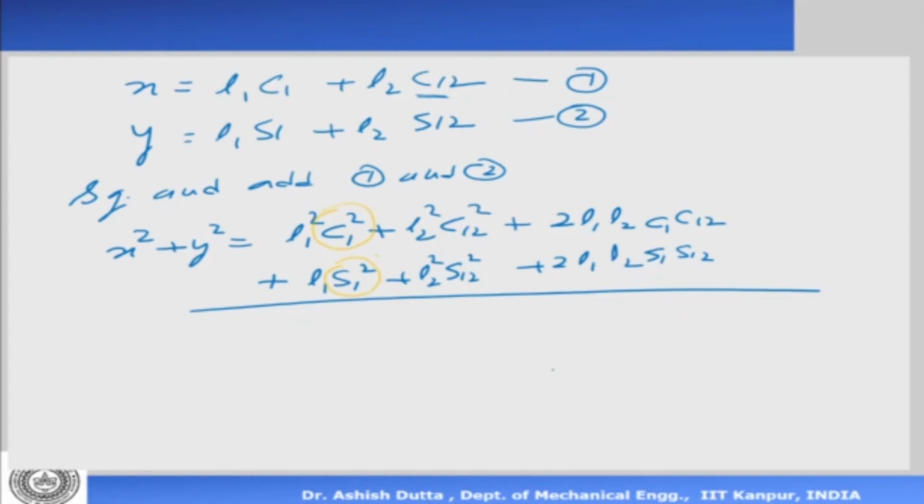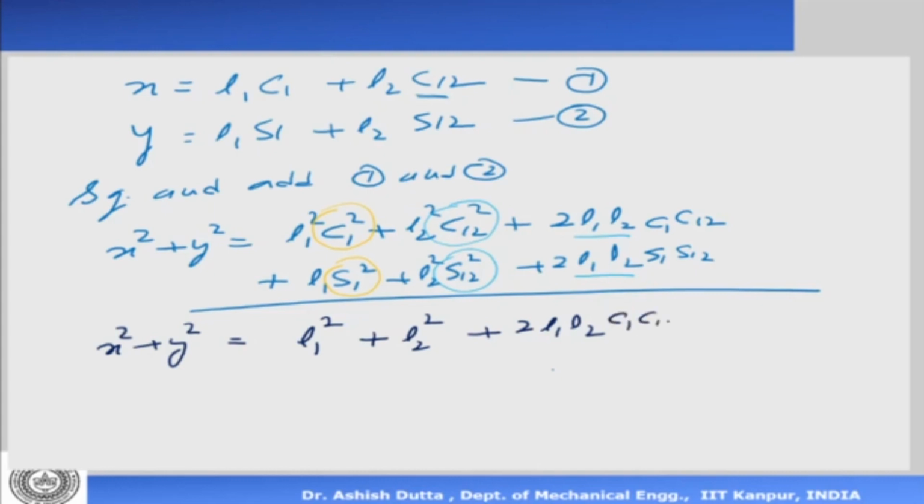Okay, and then there is cos θ12 squared and sin θ12 squared, and then there is twice L1 L2. So squaring and adding like this, what we get is x squared plus y squared is equal to L1 squared plus L2 squared. Cos θ1 squared plus sin θ1 squared is 1, so I'm not writing it. Plus twice L1 L2 times cos θ12 plus sin θ12.